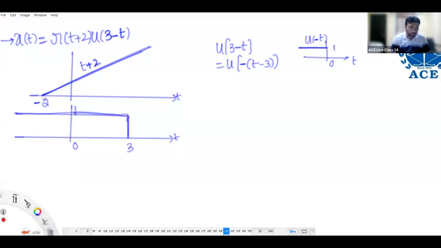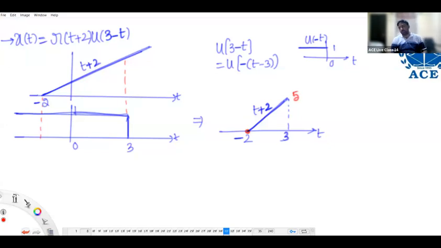So if you do multiplication, for what common interval will the resultant signal be there? Minus 2 to 3 only. Because ramp signal multiplied by constant means ramp function remains same. See sir, at minus 2 it is 0, minus 2 plus 2. But at 3, 3 plus 2 is 5. Ramp signal multiplied by constant means ramp function remains same. Minus 2 to 3, resultant signal is there.